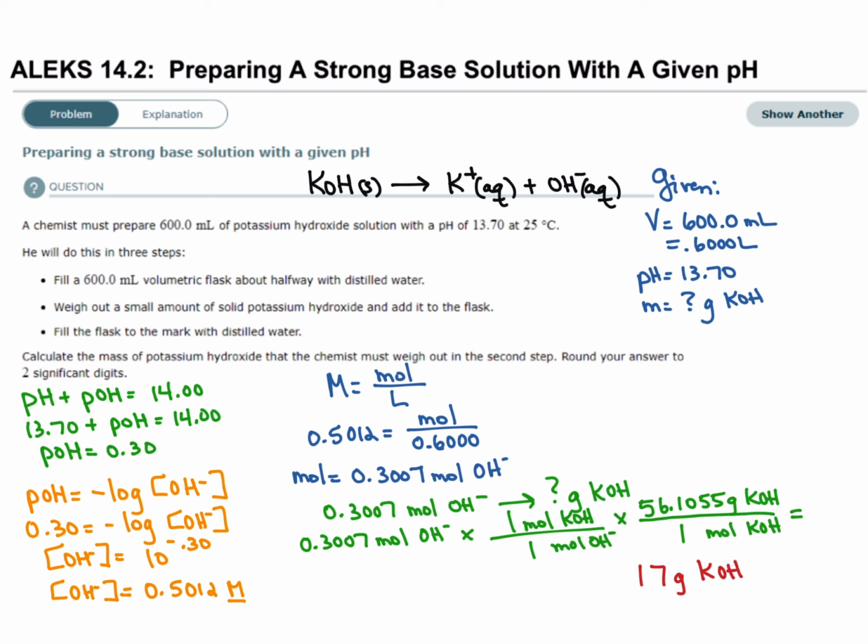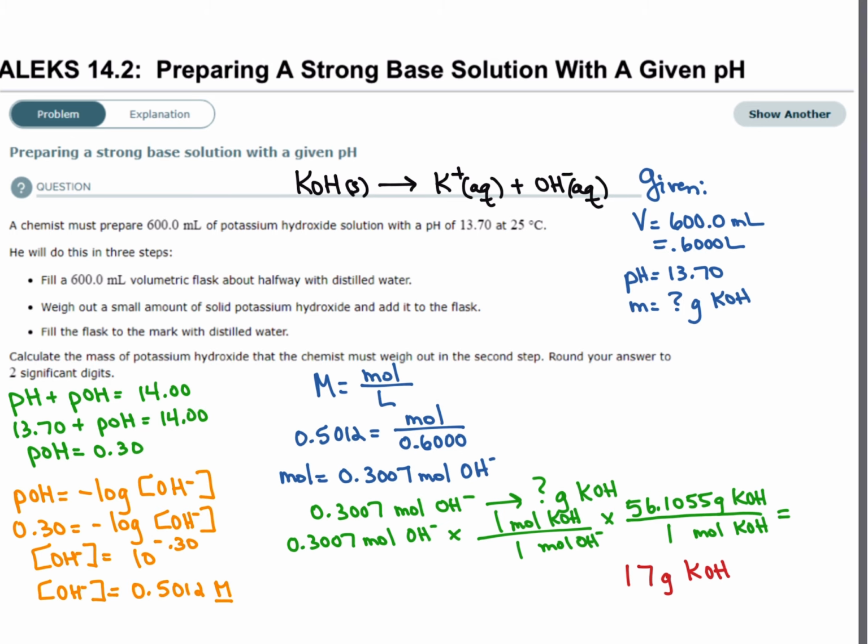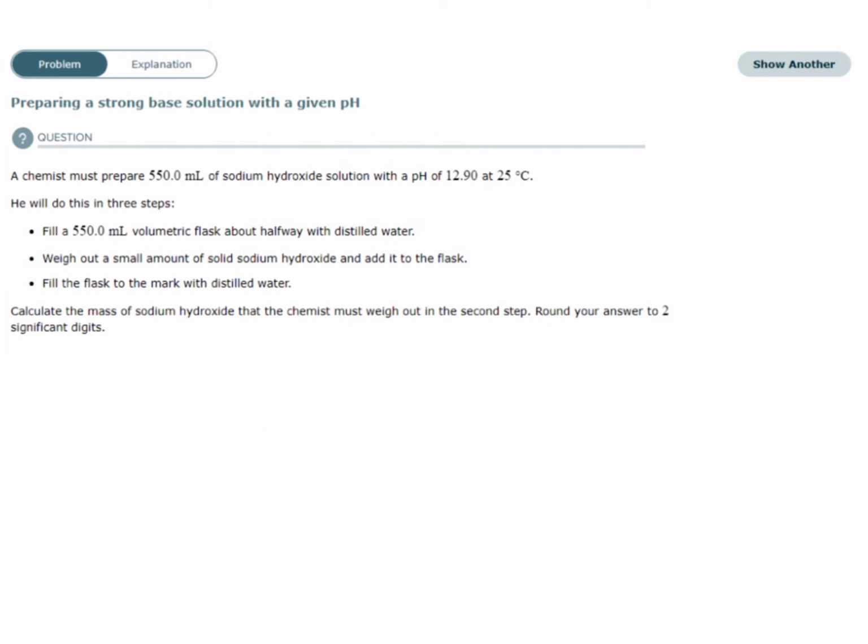Let's take a look at another example and another way of doing this. In this example, a chemist must prepare 550 milliliters of sodium hydroxide solution with a pH of 12.90 at 25 degrees Celsius. He will do this in 3 steps. He will fill a 550 milliliter volumetric flask about halfway with distilled water. He will weigh out a small amount of solid sodium hydroxide and add it to the flask. He will then fill the flask to the mark with distilled water.